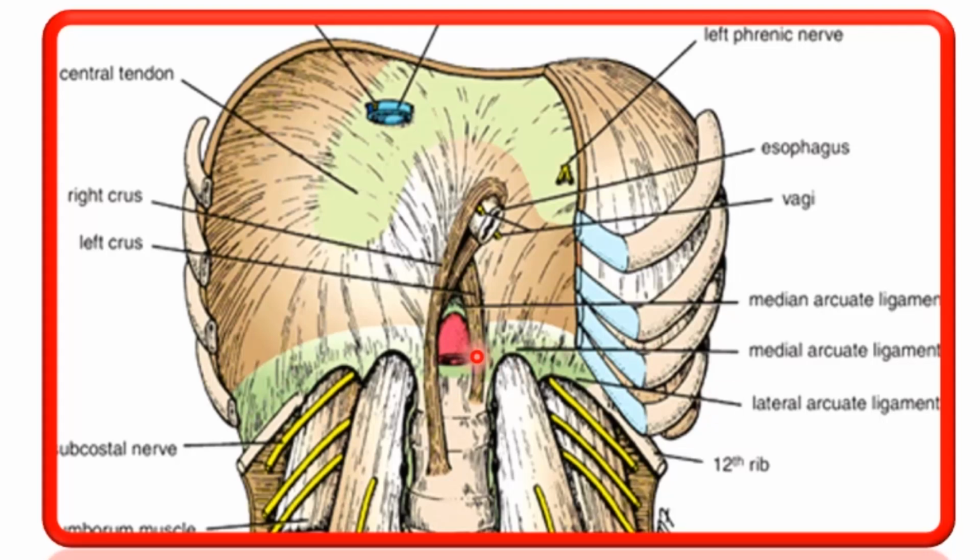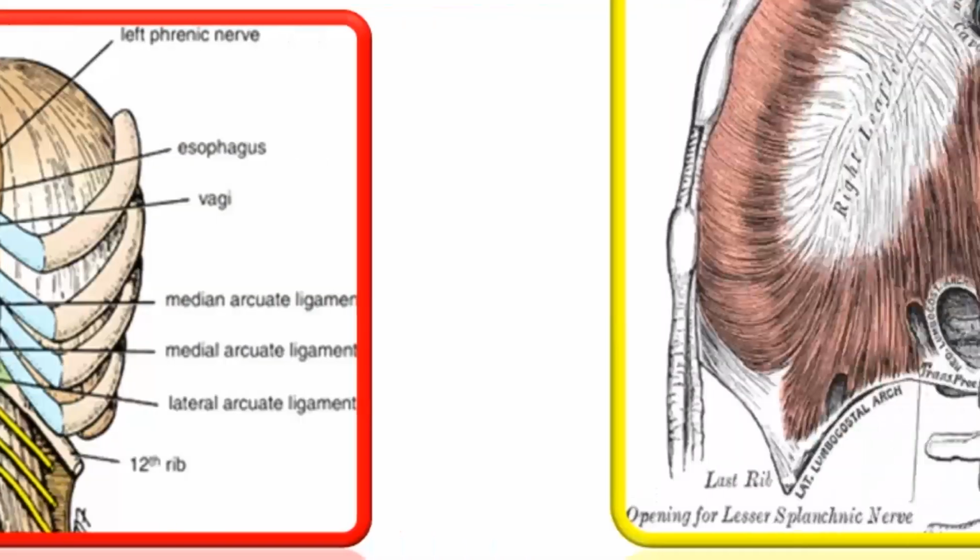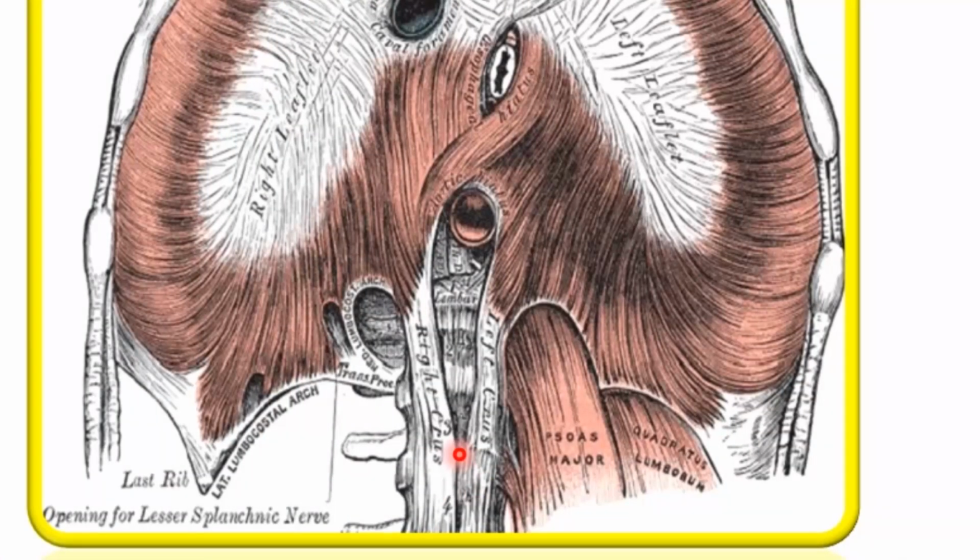The median arcuate ligament will be seen crossing over the opening of the abdominal aorta here as it enters from the thoracic cavity into the abdominal cavity, and this will be seen at the level of the T12 thoracic vertebra. In this illustration also, we are seeing the median arcuate ligament at this point, and here is the opening of the abdominal aorta, and that's the right crus, and here is the left crus.